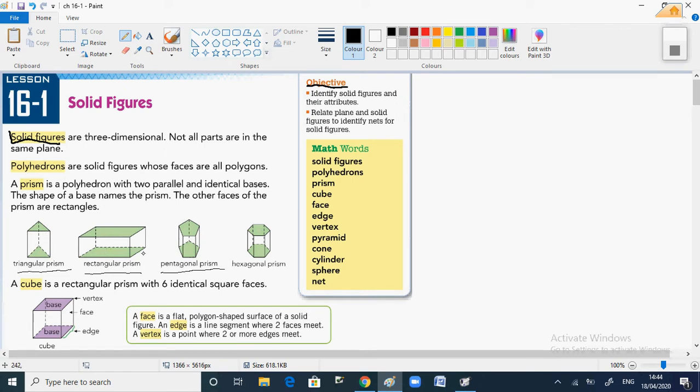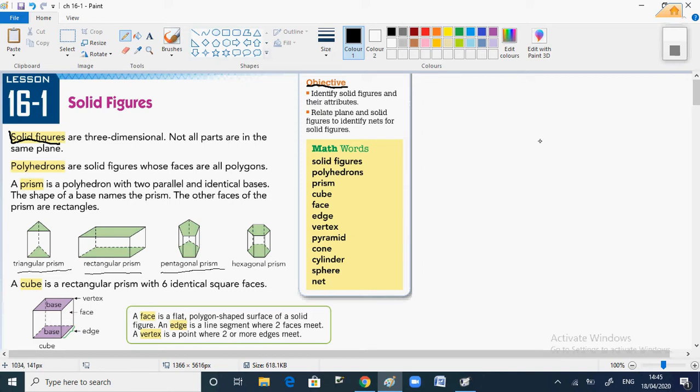Okay? So a cube is a rectangular prism with 6 identical square faces. Look at the base up and down. Here I have two bases. They are the same, and all the sides here are not rectangles. Here they are squares. So the bases are like the faces, and it's called a cube. All sides or faces are equal. All faces are equal.